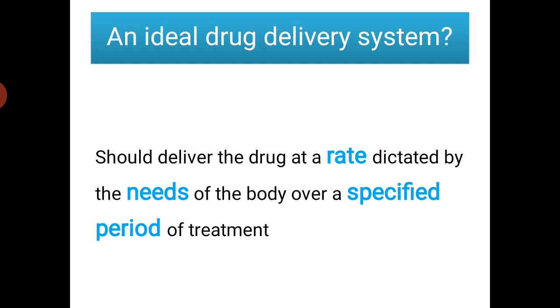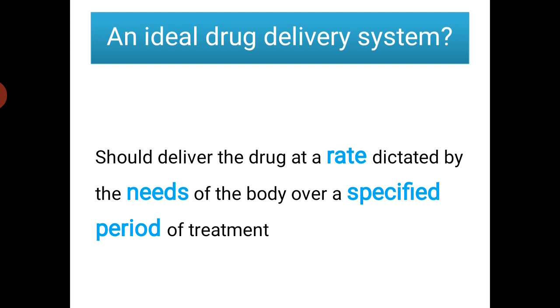Say for example, the therapeutic concentration of a drug is 10 microgram. The drug should be able to deliver a minimum of 10 microgram. If it is delivering only 5 microgram, the drug delivered from the drug delivery system slowly eliminates. It never attains the therapeutic concentration.